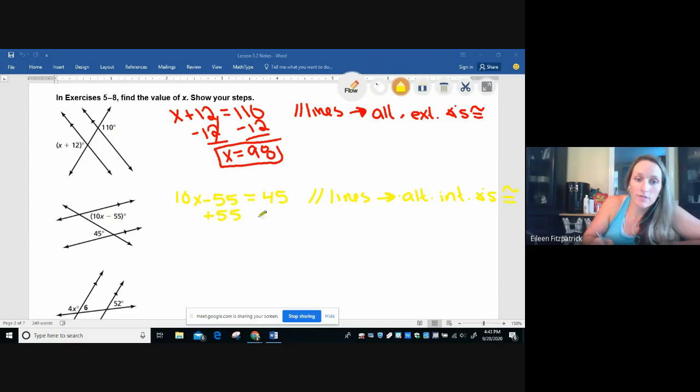And then again, from there, it's just an algebra problem. I'm going to add 55 to both sides. So I'm left with 10x is equal to 100. And then divide both sides by 10, and you're left with x is equal to 10.